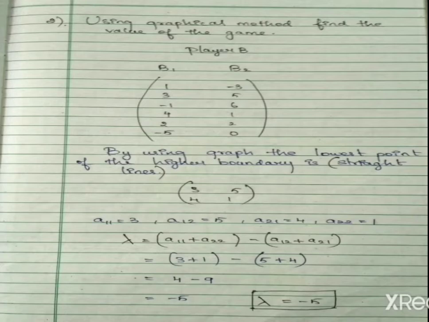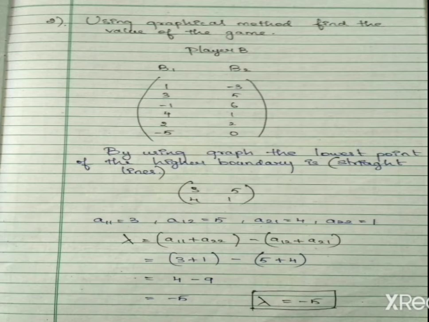So here they are given m rows and 2 columns. So using the graphical method, find the value of the game. Player B, here they are given B1, B2, you have to plot that. B1 values are 1, 3, minus 1, 4, 2, minus 5. B2 values are minus 3, 5, 6, 1, 2, 0. The same thing, you have to draw 2 vertical lines.